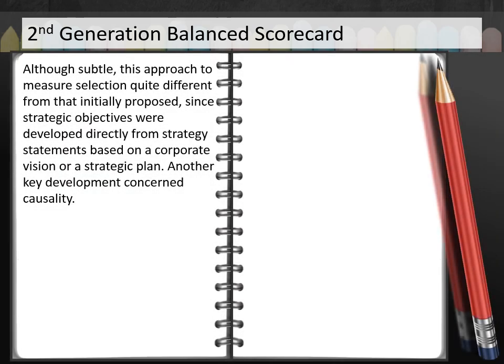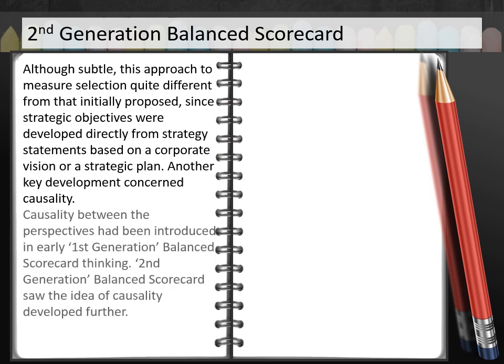Although subtle, this approach to measure selection was quite different from that initially proposed, since strategic objectives were developed directly from strategy statements based on a corporate vision or a strategic plan. Another key development concerned causality. Causality between the perspectives had been introduced in the early first generation. Second generation BSE saw the idea of causality developed further.